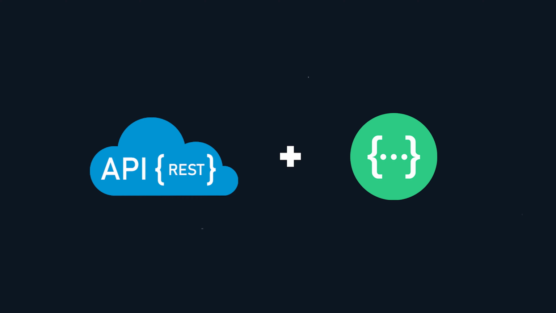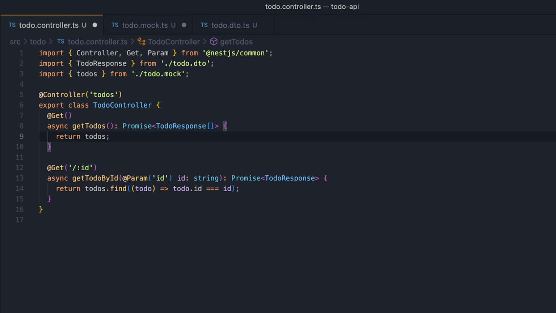Since we're not going to create any database in this tutorial, we are instead just going to return two hard-coded to-do items as an array that we define in a to-do.mock.ts file. Now we can go ahead and use these mocked to-do items in our to-do controller.